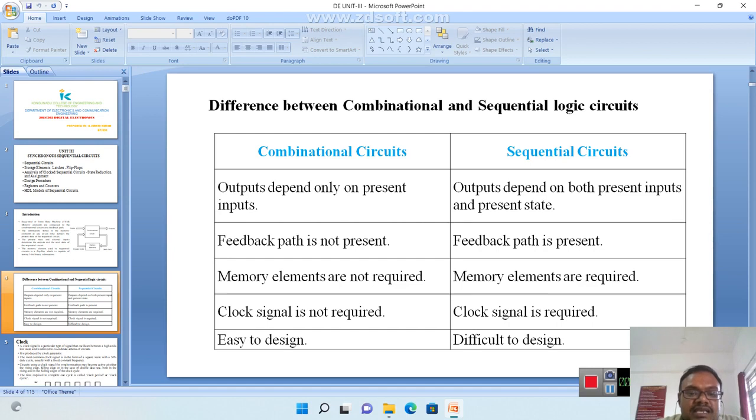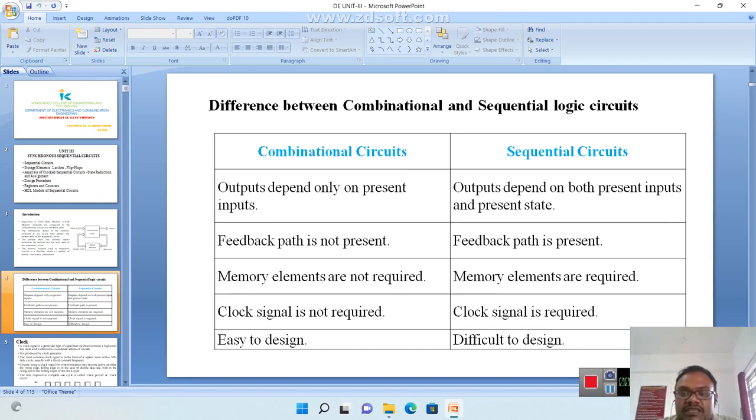Then combinational circuits are easy to design. Why? Because there is no feedback path. The output depends only on the present input. Memory elements are not required because there is no storage, and the clock signal is also not required. So the circuit is designed in an easy manner. But sequential circuits are difficult to design, because they are the opposite of combinational circuits. The output depends upon both the present input as well as the present state.